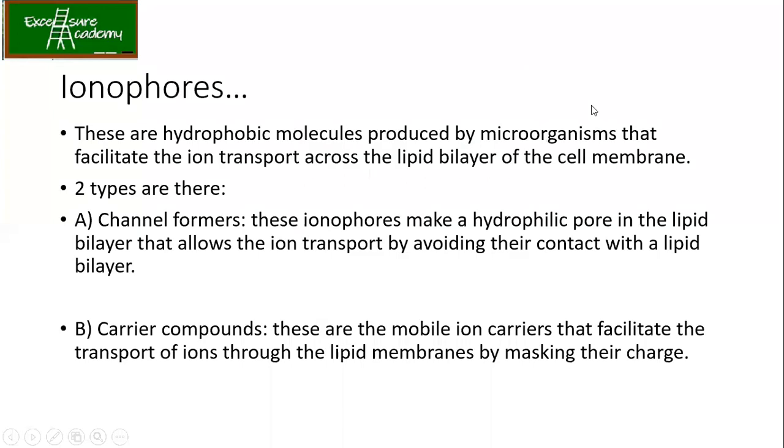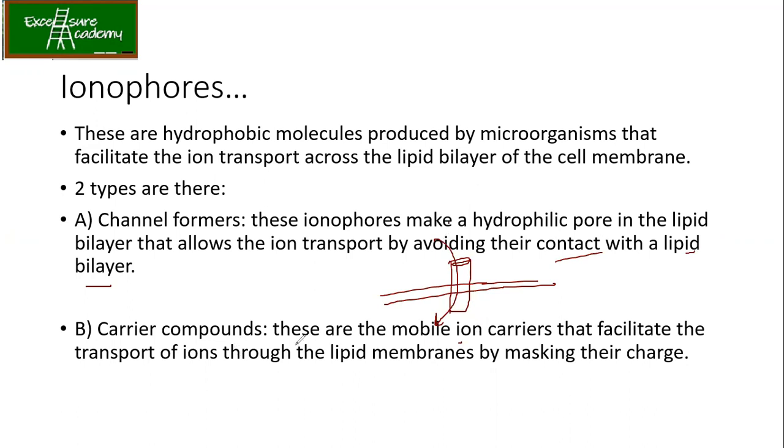They are hydrophobic molecules produced by microorganisms that facilitate ion transport across the lipid bilayer of the cell membrane. Two types are there: channel formers and the carrier compounds, as we just saw in the figure. Channel formers make a hydrophilic pore in the lipid bilayer, which allows ion transport by avoiding contact with the lipid bilayer. As we saw, the plasma membrane forms a channel, so directly, without coming in contact with the lipid bilayer, it helps in the transport of ions from outside to inside or vice versa.